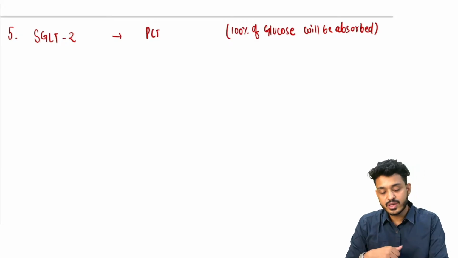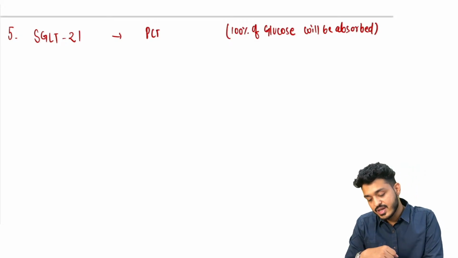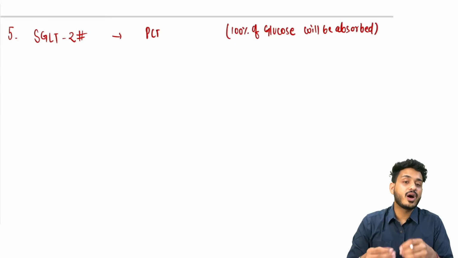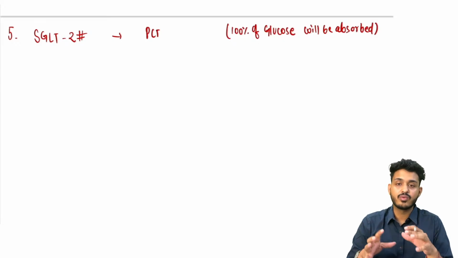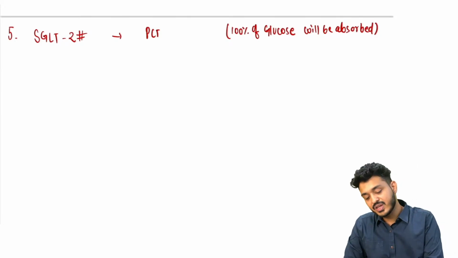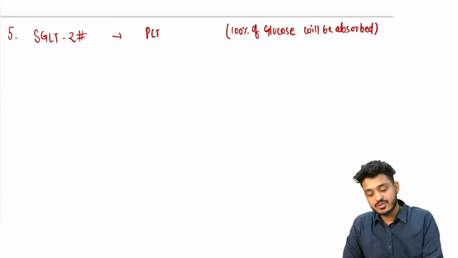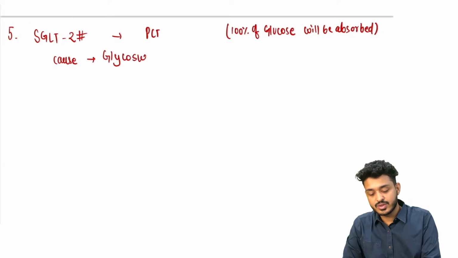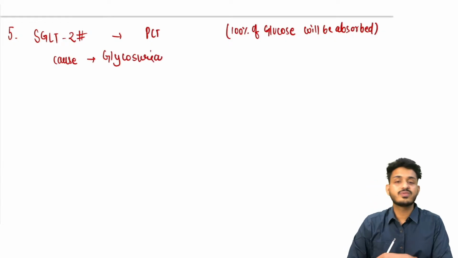Now I am going to give a drug which is an SGLT2 inhibitor. Now what is going to happen in the kidney? Glucose will not get absorbed into the body again, and this glucose will go out into the urine, right? So this is going to cause glycosuria. Now this extra glucose will be going into the urine.